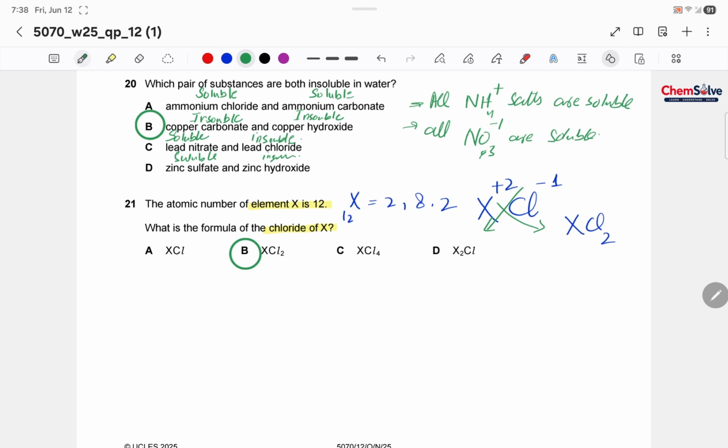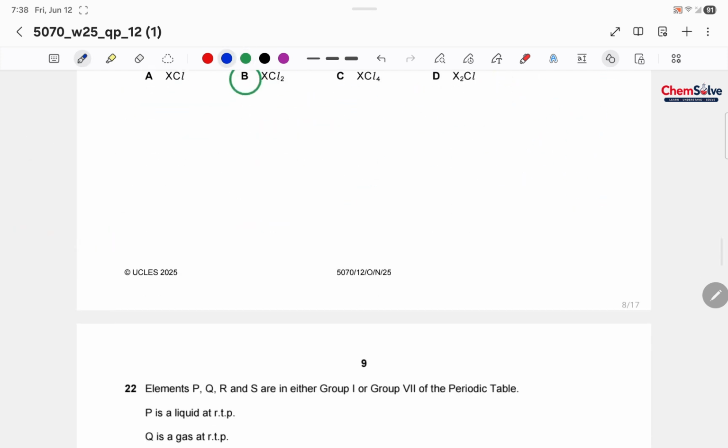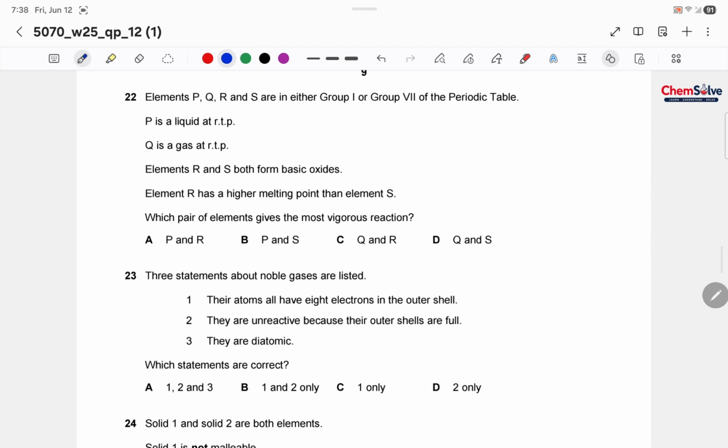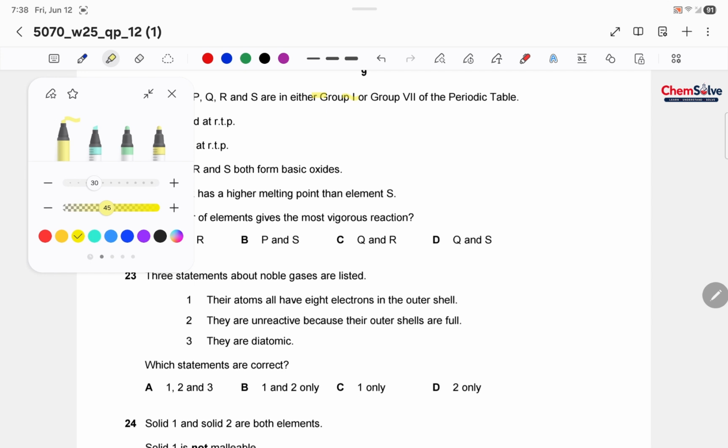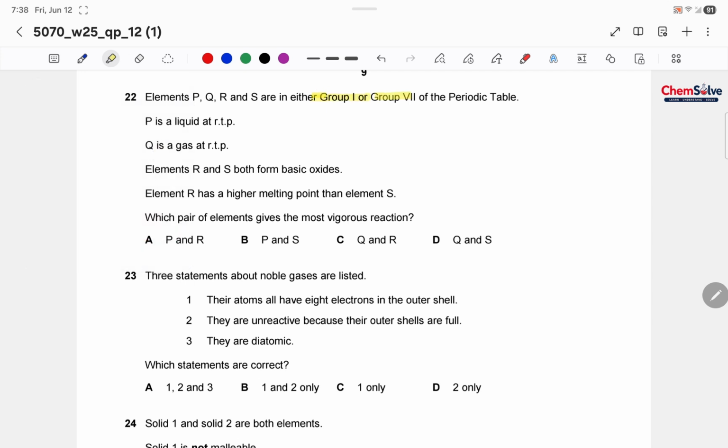Okay, so now move to question number 22. Elements P, Q, R and S are in either group 1 or group 7 of the periodic table. It means we have to categorize these 4 elements P, Q, R and S in either group 1 or group 7. We have no other option.